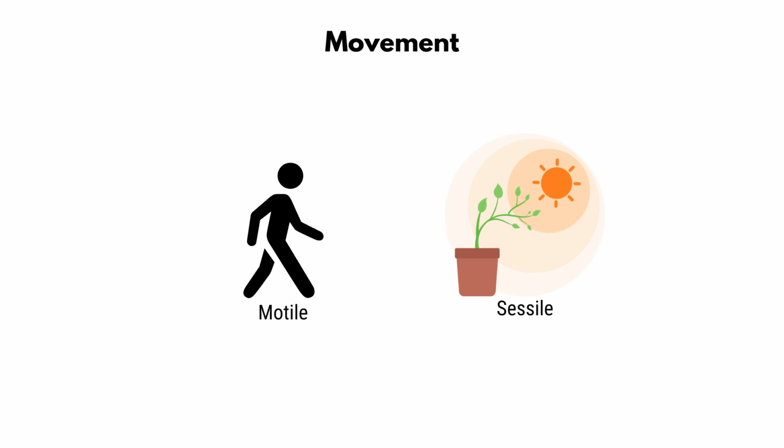Next up we have movement. Obviously, you're probably also familiar with this one because hopefully you're moving every day. Now there are two main types of movement. We have motile movement and sessile movement. Motile organisms are mobile. They physically move around, like humans walking around, while sessile organisms mostly just stay in one place, like plants.